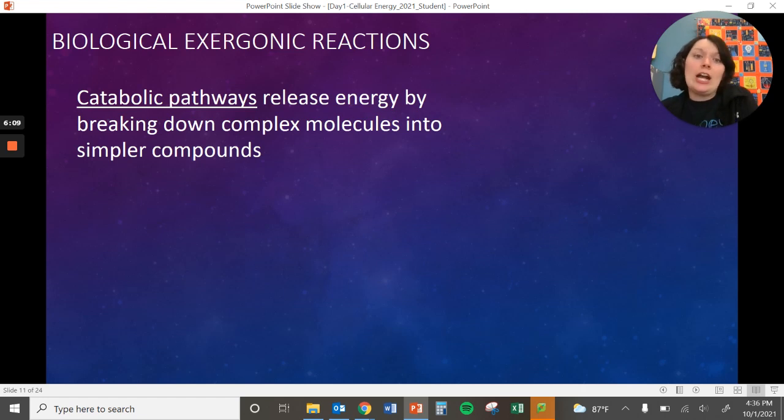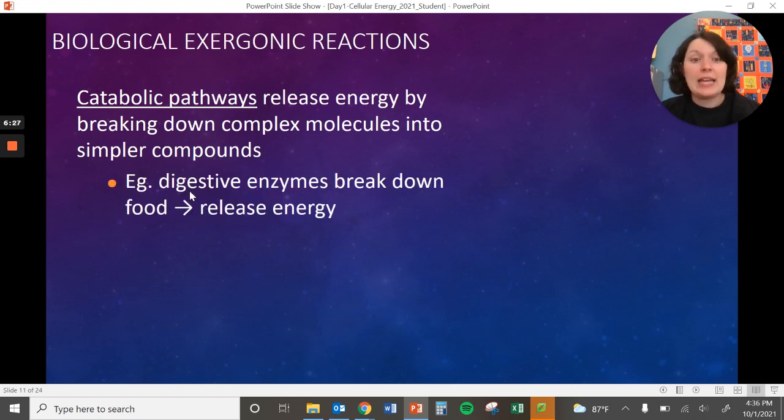Okay, and so this gets at our idea of our catabolic pathways. So catabolic pathways, or catabolic reactions, are examples of exergonic reactions. So these are where we are breaking down molecules, breaking it into smaller molecules, like digestive enzymes breaking down food. This is going to release energy. Releasing, it's exiting, exergonic reaction.